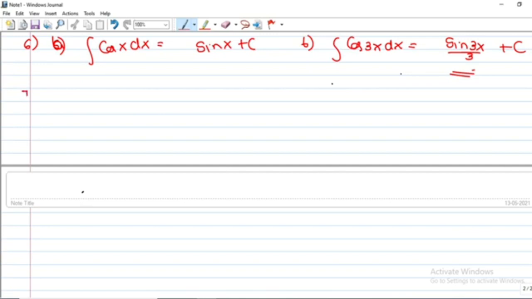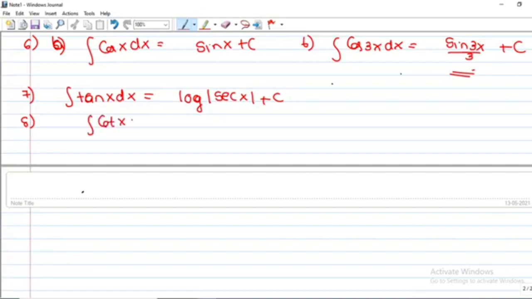Now let's see the seventh formula, which is integration of tan x, which will be log mod sec x plus c. Now there is one more formula I know, but it will not be required for this chapter, so I am going to avoid it. After this, cot x dx is nothing but log mod sin x. You need to never get confused here. It is sec for tan. Many children think that if tan has sec, then cot will automatically have cosec, which is very wrong. It will have sin x.